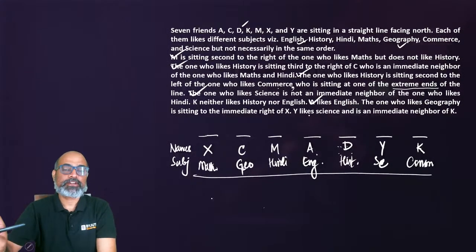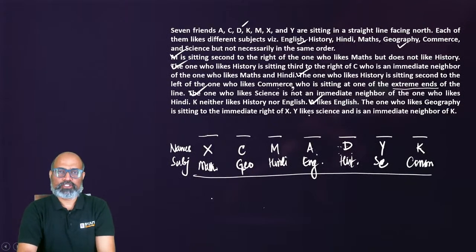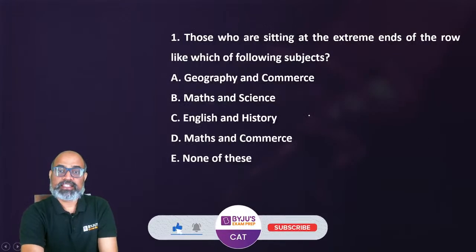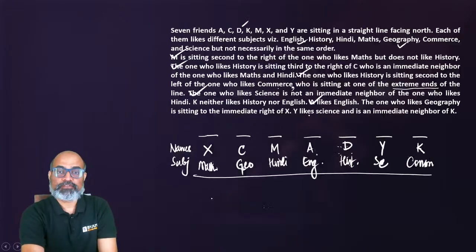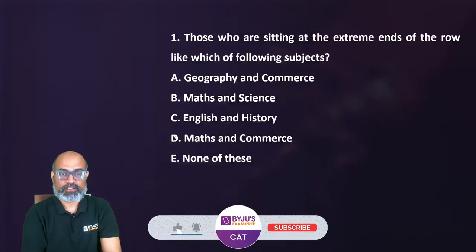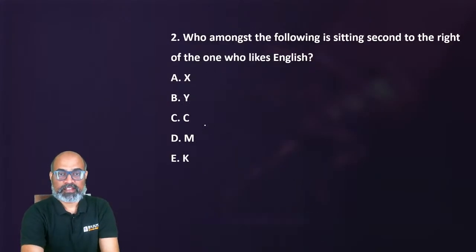So this is the sequence that we get. So in questions of NMAT related to logical reasoning, you hardly take 5 minutes to decode it, and then you take another 1.5 minutes to solve it, right? So those who are sitting at the extreme ends of the row like which of the following subjects? So they like maths and commerce, right? So option D. Who amongst the following is sitting second to the right of the one who likes English?